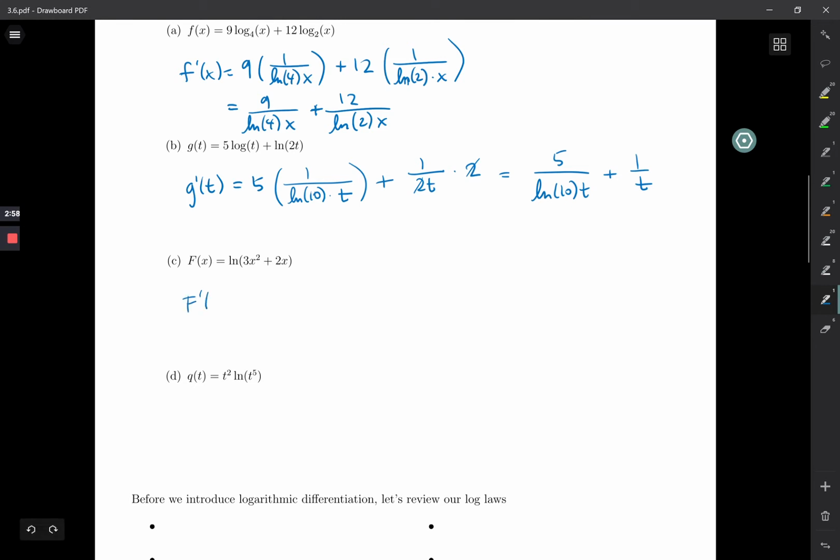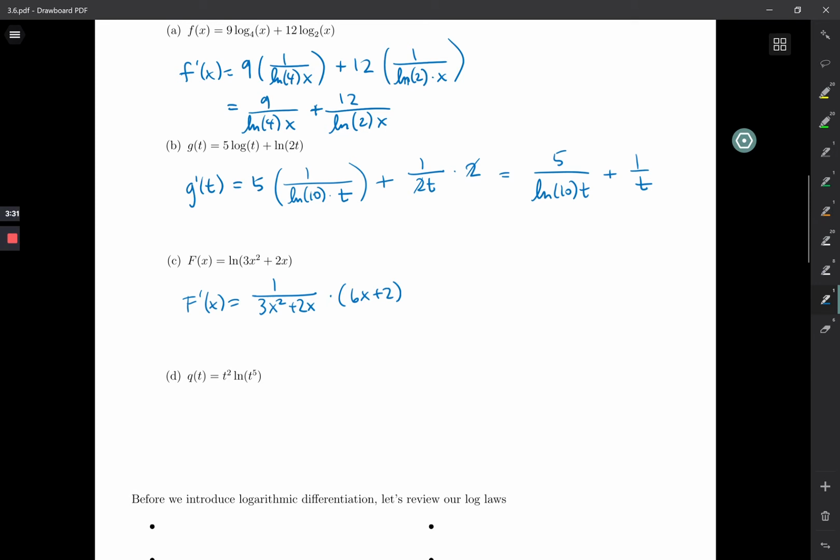And here, in this next problem, we have a similar thing going on where we have a natural log and then we have a function inside of it. So we first take the derivative of the natural log, that's 1 over x. So in this case, we'll get 1 over the entire inside of the function, and then we just multiply it by the derivative of the inside, right? So 6x plus 2, and that will be our answer.